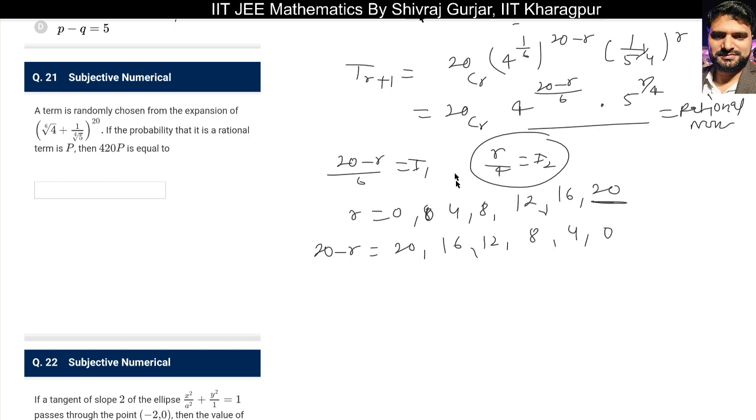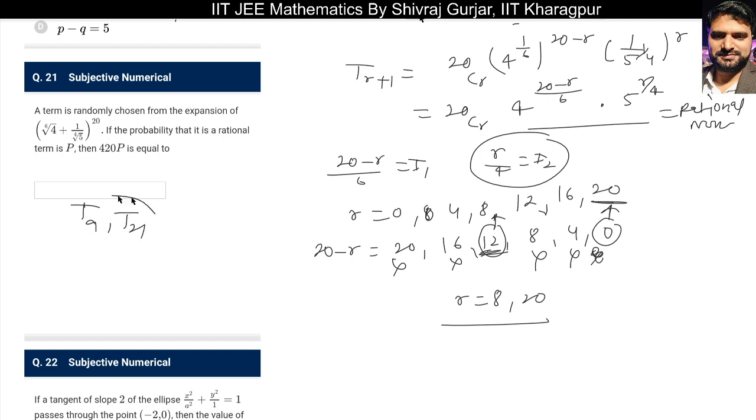Among these, which one is divisible by 6, then only we will have this part an integer. This is not divisible by 6, this is not divisible by 6, not divisible by 6. So only this 0 is divisible by 6, so we have only possible values of this and this. These correspond to r equals 8 and 20. So there are only two terms, T9 and T21, in the expansion which are rational.